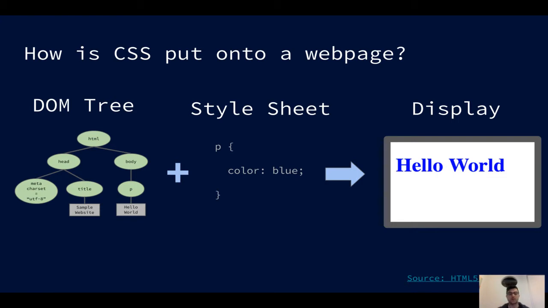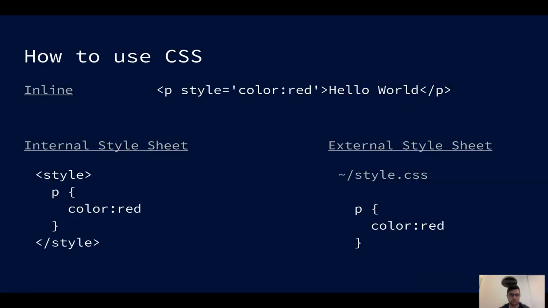The reason why I wanted to bring this up is just so everyone can understand that, generally speaking, HTML and CSS are coming from two different files and are combined in such a way, even when the CSS is in the same file as the HTML. So there are three different ways which you can use CSS in an HTML file. The first way is inline styling.